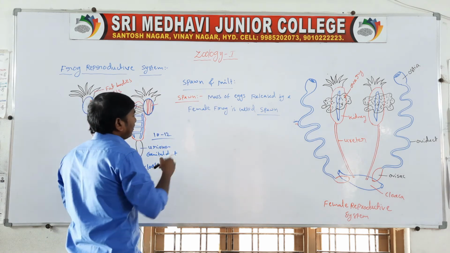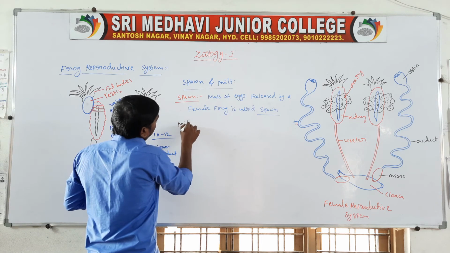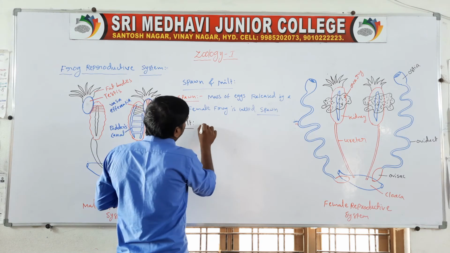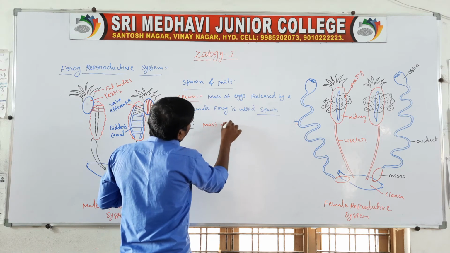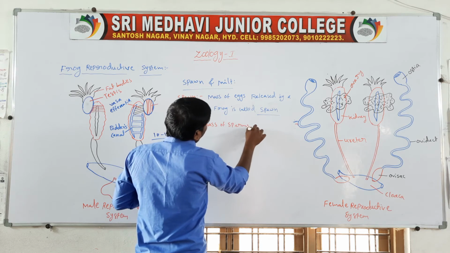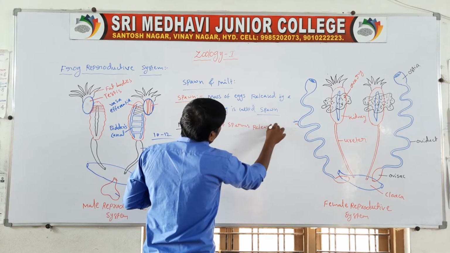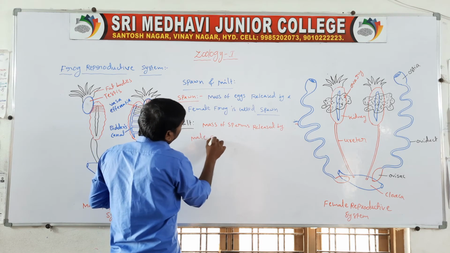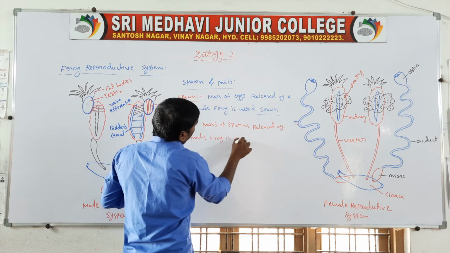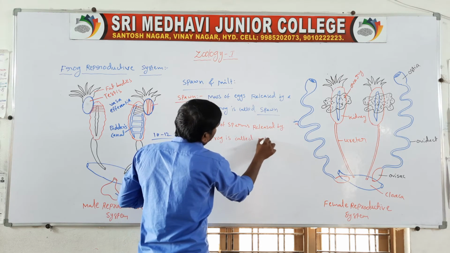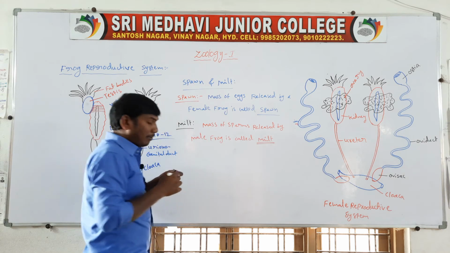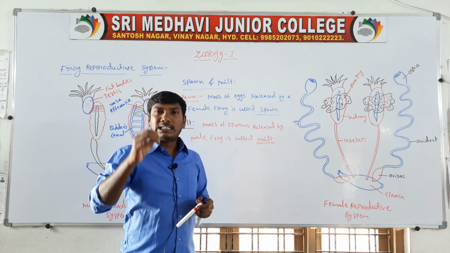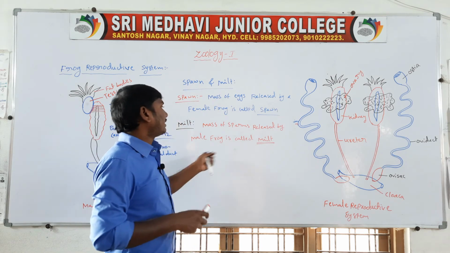Next one, molt. Second one, molt. Molt means the mass of sperms released by a male frog. The mass of sperms released by the male frog is called molt.